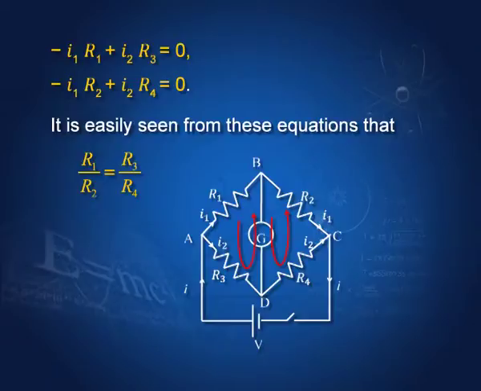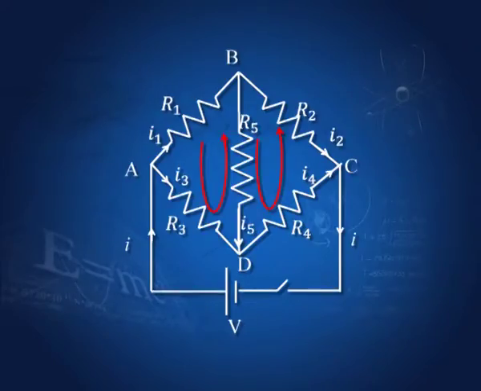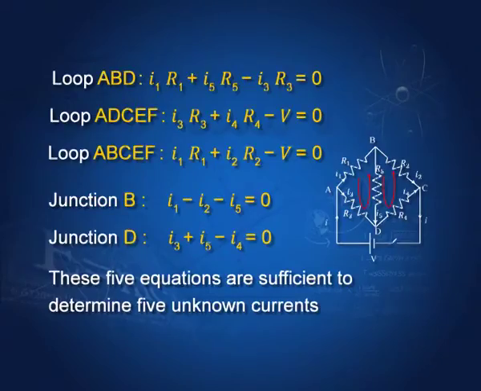And if we replace the galvanometer by a resistance, then we have all this complicated circuit. Again, we can take 2 loops. Suppose we have to find all the currents I1, I2, I3, I4, I5. So, we will need 5 equations, and what we can do is we can have one loop and one loop like this, 3 loops and 2 junctions we can use, and we can get 5 equations, solve them, and you can get the result. These are the equations for loop ABD, for loop ADCEF, and ABCEF.